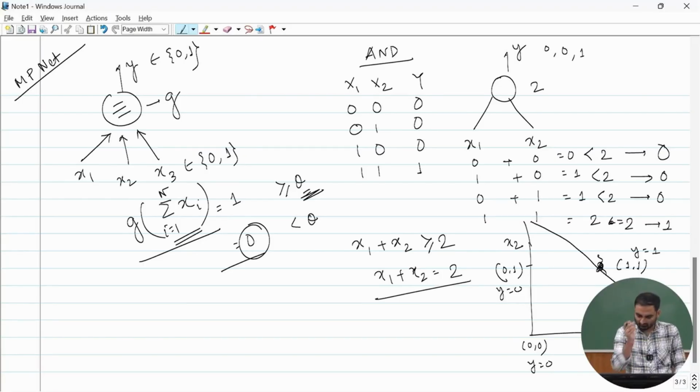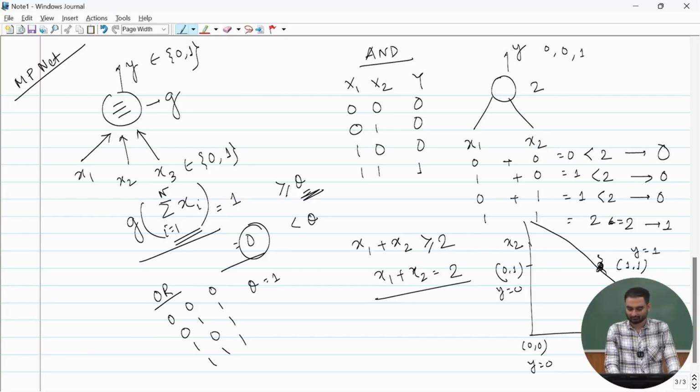Now in this same logic, if you want to mimic, let's say, OR, which is 00 to 0, 01 to 1, 10 to 1, 11 to 1, what is going to be the theta? The theta, think about it. Okay, it's very simple. The theta is going to be 1, right? If any of them is 1, it basically attains the threshold theta, then it will produce the output 1.